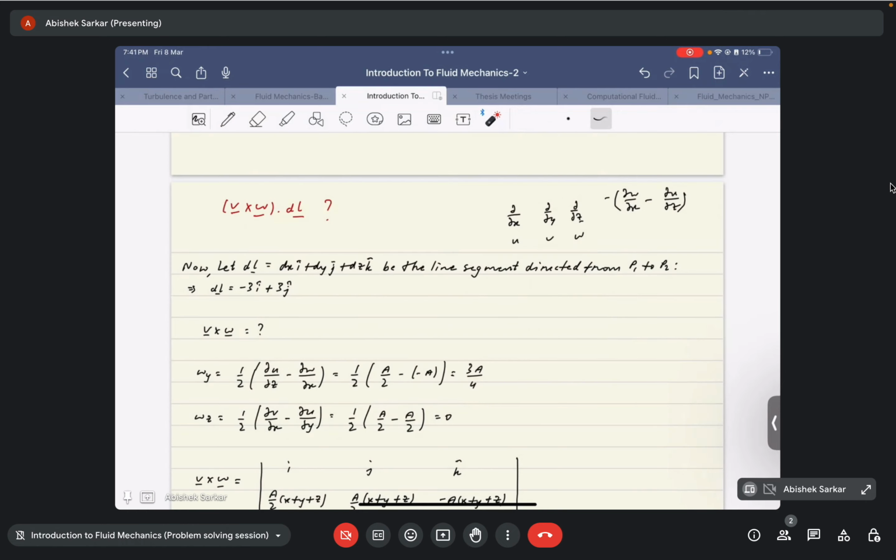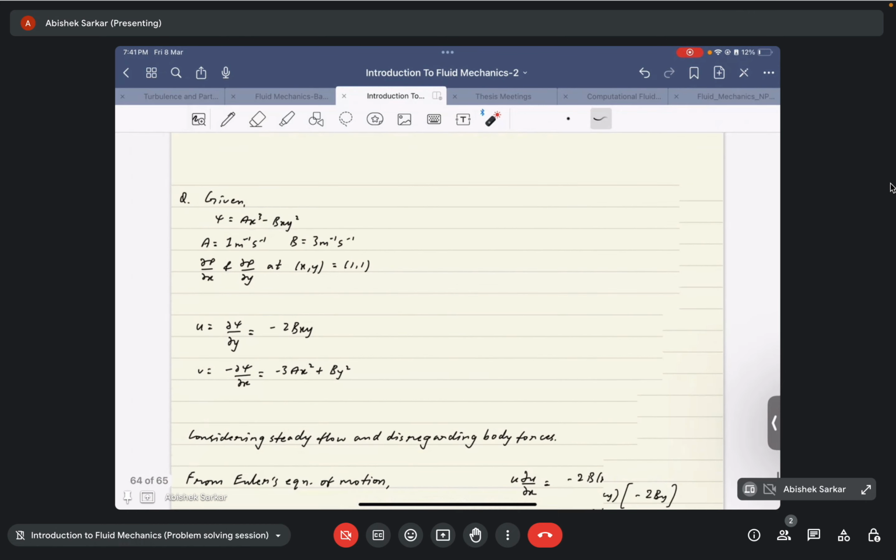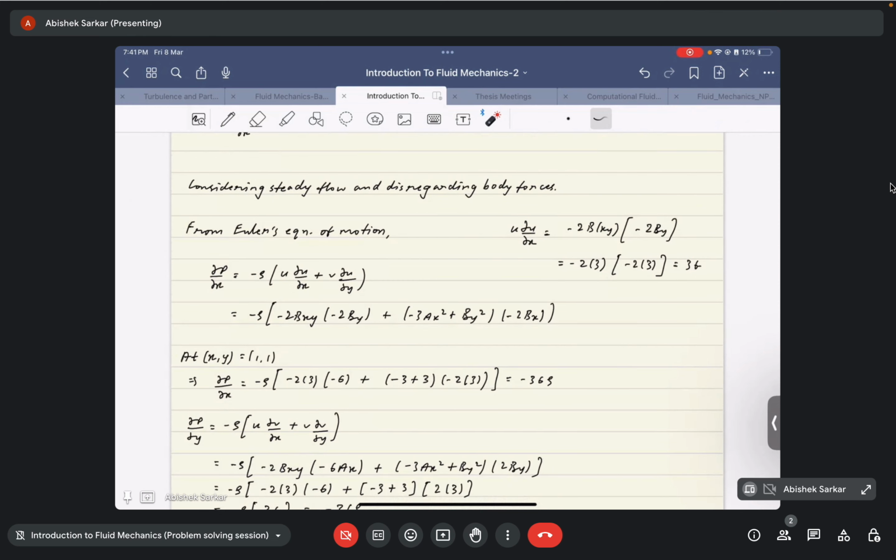So let us go to the calculations. ∂p/∂x would be equal to minus rho times u ∂u/∂x plus v ∂u/∂y. So we substitute u equal to minus 2bxy and ∂u/∂x equal to minus 2by. Okay, plus v is equal to minus 3ax square plus by square, into minus 2bx, because ∂u/∂y is equal to minus 2bx. So if you substitute the value of x and y as 1 and 1, and a and b equal to 1 and 3 respectively, you will get that ∂p/∂x is actually equal to minus 36 rho.